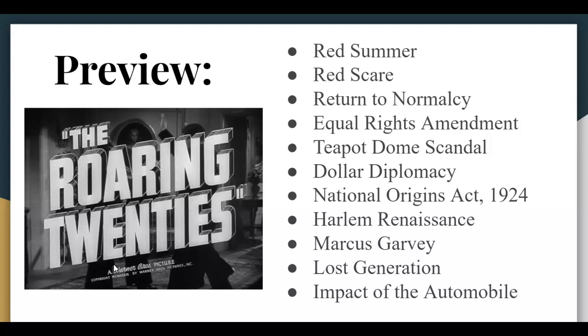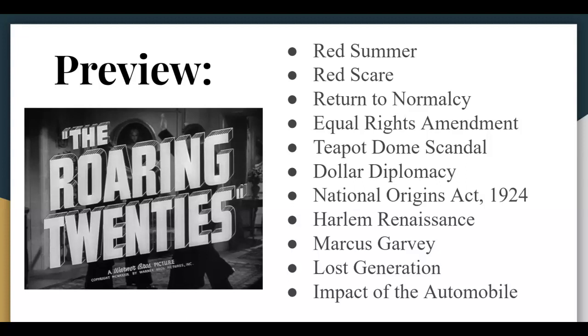Just a little preview slide. Here are the items that we're going to be covering here in the video lecture. Items such as the Red Scare. Remember, this is the time period now. World War I is over. The world is trying to be put back together again in the United States.